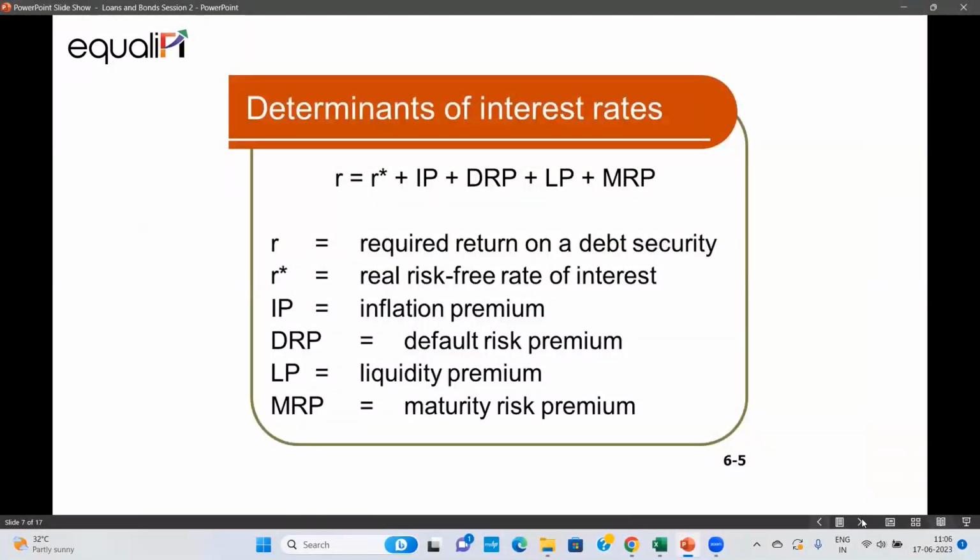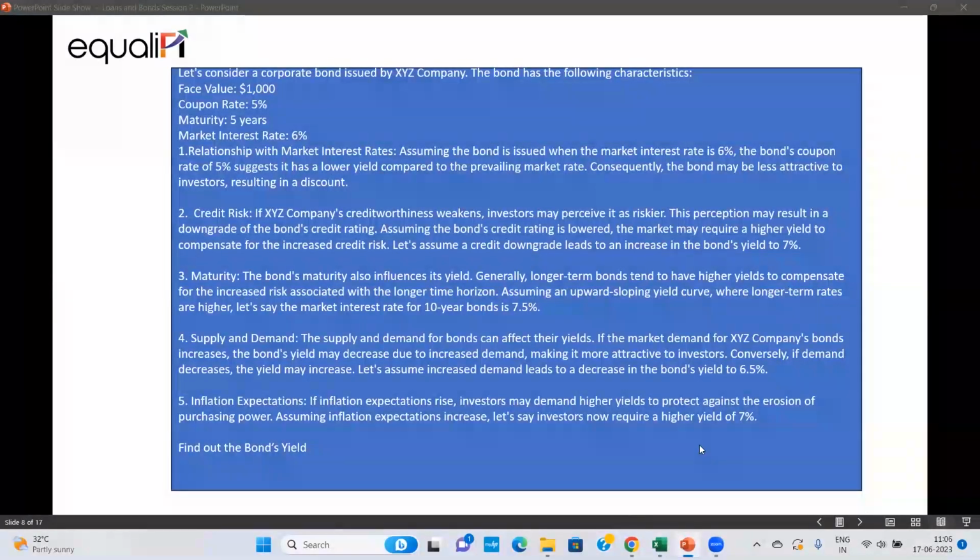Next is default risk premium, right? So my next is default risk premium.